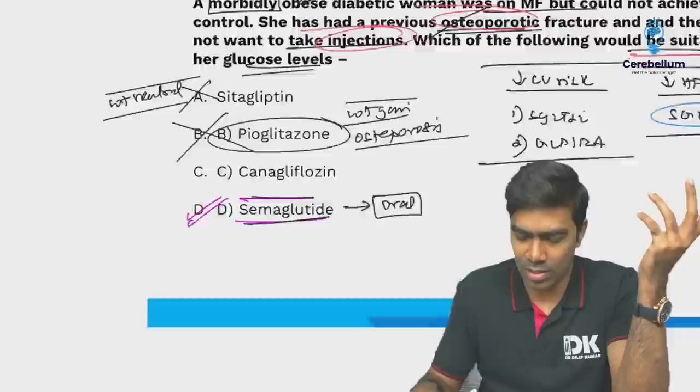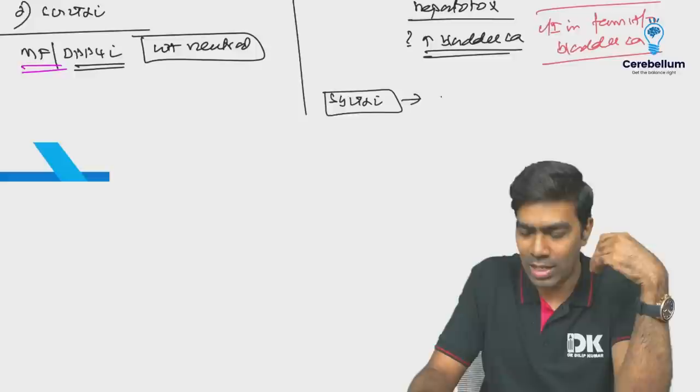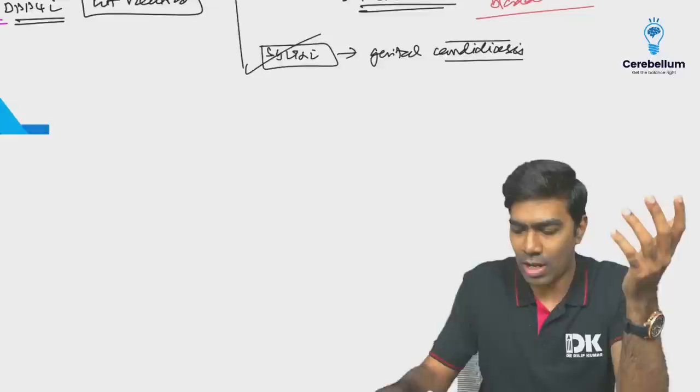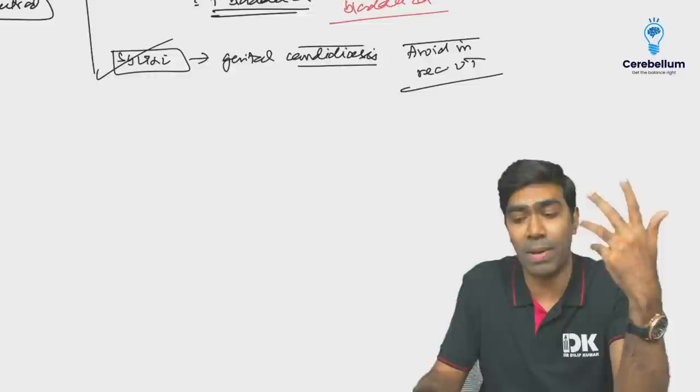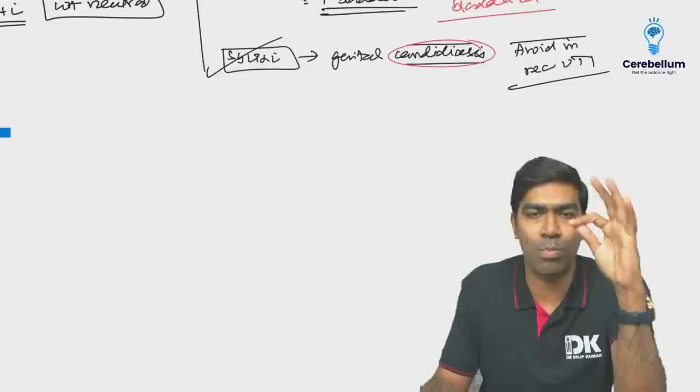What about canagliflozin? Canagliflozin is also associated with increased risk of fractures. When you talk about SGLT2 inhibitors, two to three side effects are very, very important. Number one, genital candidiasis, very common. Many people say UTI, but actually it is candidiasis if you want to be exact. That's the most important and most common side effect of SGLT2 inhibitors. But you have to avoid them in patients with recurrent UTI, especially dangerous UTI like pyelonephritis. But the exact side effect is candidiasis: vulvovaginal candidiasis and penile candidiasis, balanoposthitis. That's what you're going to get.